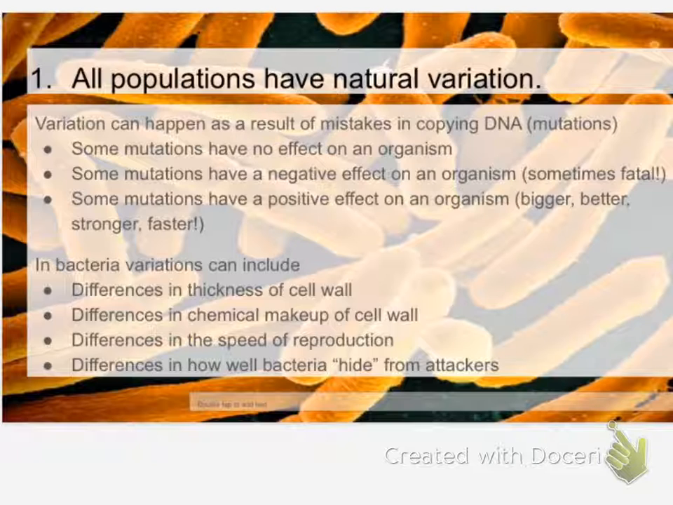The big ones that we see are differences in the thickness of the cell wall. Now, is that always good? What if the cell wall was thinner? Then it wouldn't be as tough. That would be a negative mutation from the perspective of the bacteria. We could see a different chemical makeup of the cell. Maybe that protein cell wall around it is a slightly different protein. So that's how bacteria are antibiotic resistant, because some mutations make it tougher.